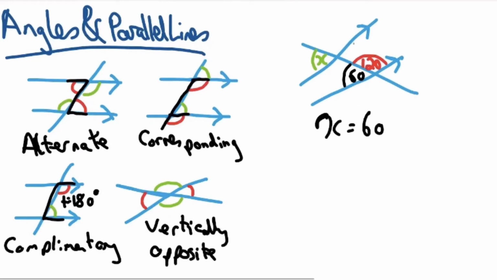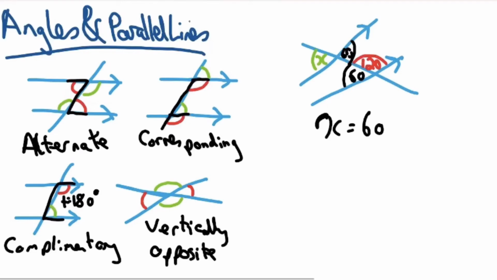Alternatively, we could say that because the 120 is the angle here between the two parallel lines, the complementary angles have to add up to 180, that would make this 60 here. And then vertically opposite, these two lines are crossing. If this is 60 on the right, this will be 60 on the left. Again, just confirming that X is 60.